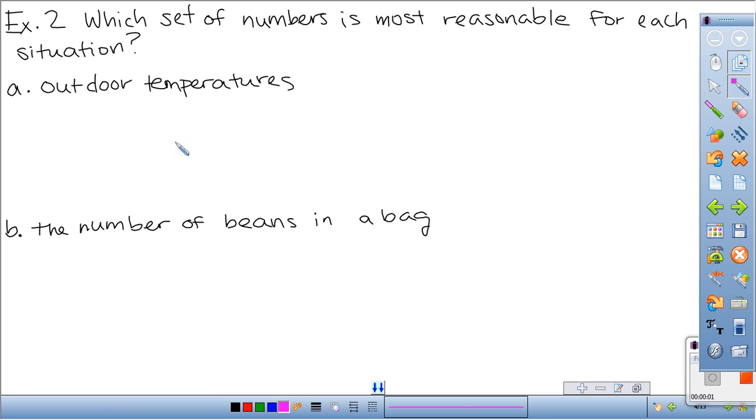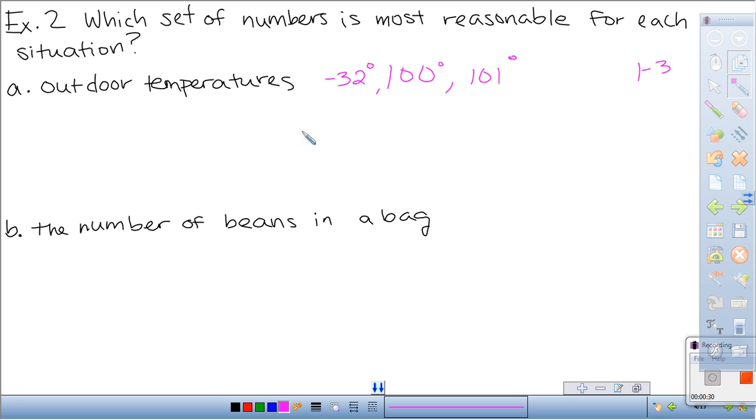This is a continuation of lesson 1-3. We're on example 2. Which set of numbers is most reasonable for each situation? Outdoor temperatures. Now, I know in Texas all we deal with are like 100, 101 degrees. But in other more normal parts of the world, they have lower temperatures. Sometimes they even have temperatures that are below zero, like negative 32 degrees.